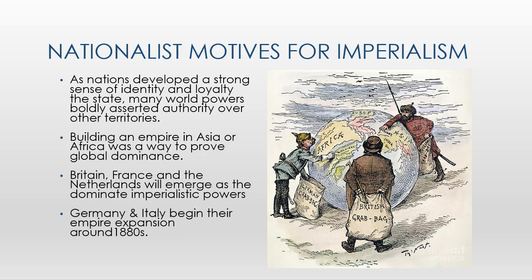All right, so we have the nationalist motives for imperialism. Nationalism plays a big part. As nations developed a strong sense of identity and loyalty to their state, to their government, many world powers boldly asserted authority over other territories. So we have a lot of building going on in Asia and in Africa as a way to prove their global dominance. Britain, France, and the Netherlands will emerge as the dominant imperialistic powers, and then later on Germany and Italy will become unified within each of their countries and create a very strong sense of nationalism, and they too will begin their empire expansion somewhere in the mid-1880s.